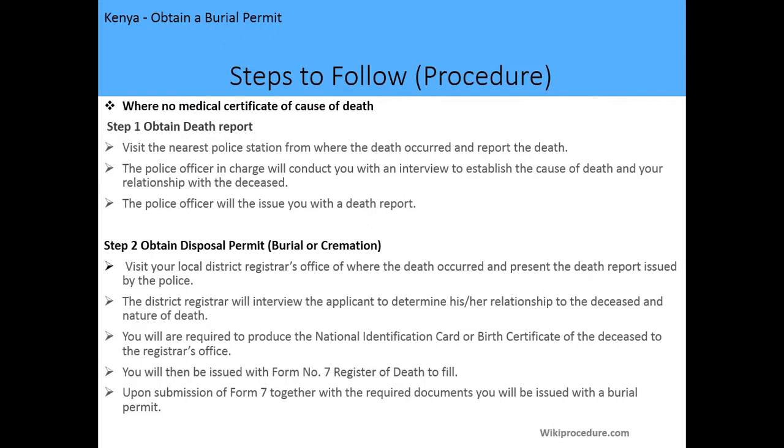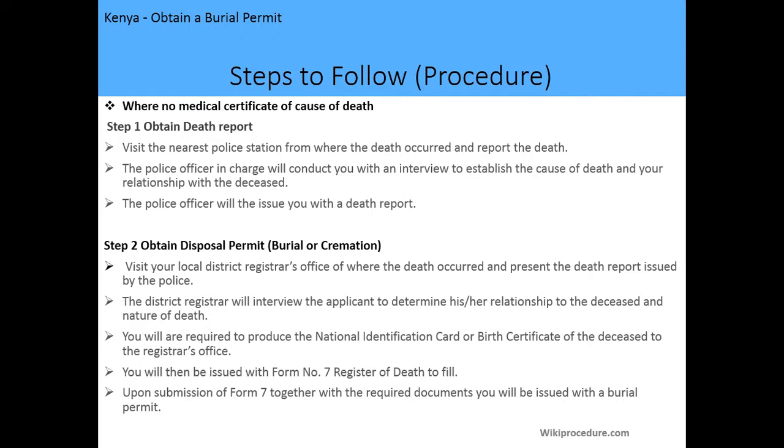So you need to visit the nearest police station where the death occurred to report the death. And the police officer in charge will conduct an interview with you to establish the cause of death and your relationship with the deceased. And after this, the police officer will issue you with a death report. Now, with the death report, you're supposed to obtain the burial or cremation permit.